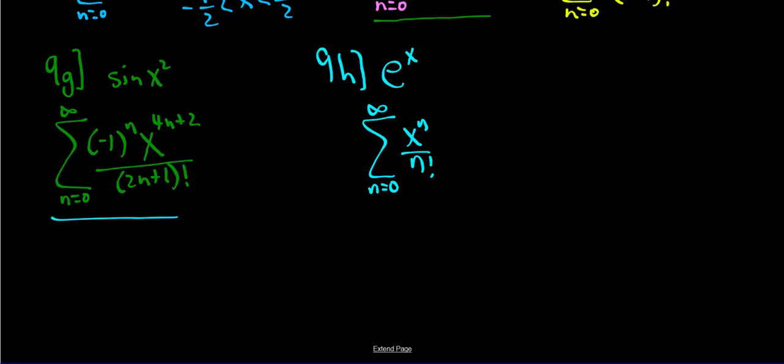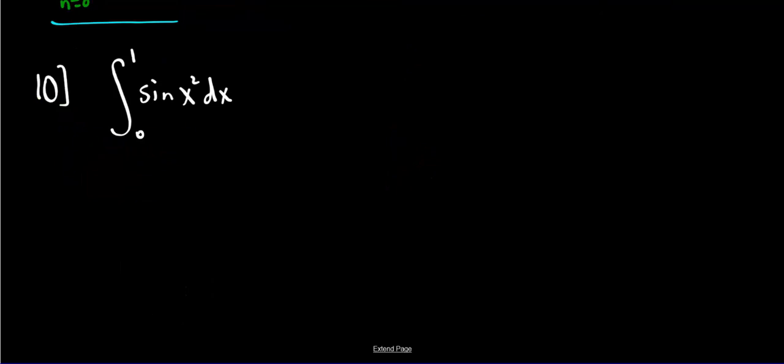approximate a definite integral. In particular, we want to approximate this integral from 0 to 1, sine x squared. That's what we want to do. And we want to do it so that the absolute error is less than or equal to 0.0001. Let's make that our goal.